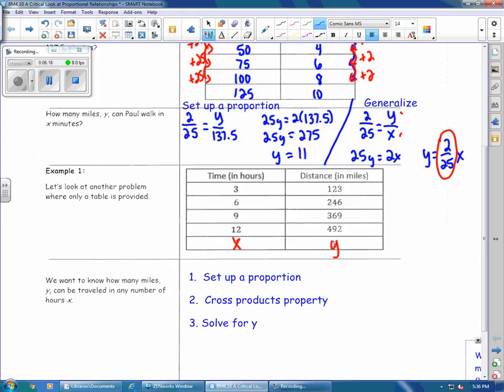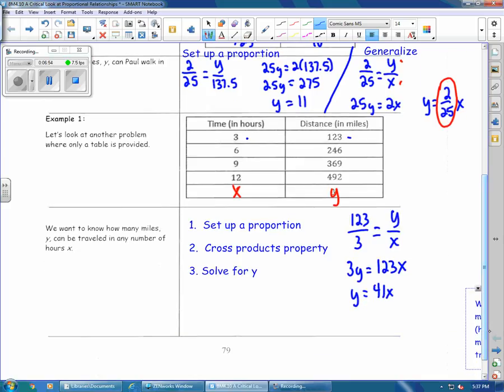Okay. So if we set up a proportion, distance over time, 123 over 3, because we're going 123 miles in 3 hours. We'll set that equal to our y over our x. Use the cross products property, so 3y is equal to 123x. Divide both sides by 3, and y is going to equal 123 divided by 3, which is 41x.